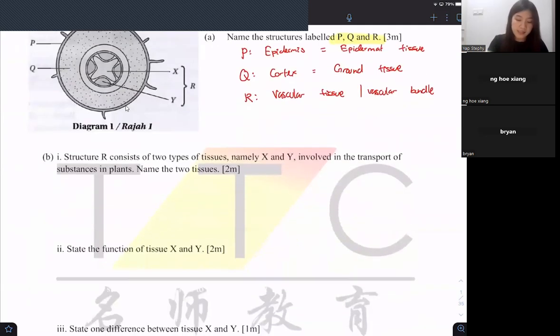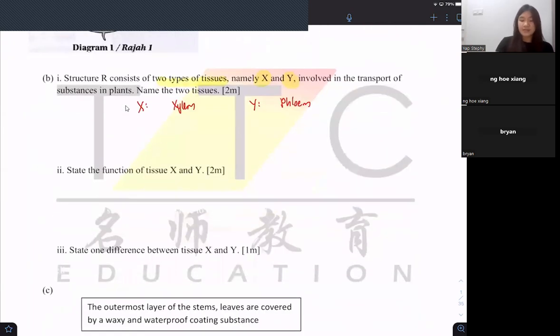Okay. Next, structure R consists of two types of tissue, namely X and Y, involved in transport. Name the two tissues. I believe that you all know this. So what is X and what is Y? X is the star shape in the middle. Yes, very good. So X is xylem, and Y is phloem. Well done.